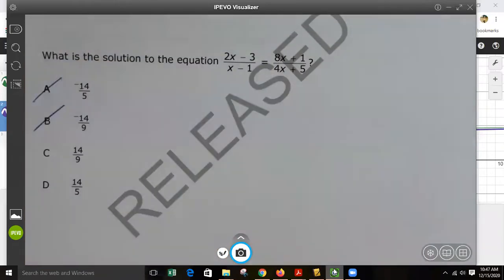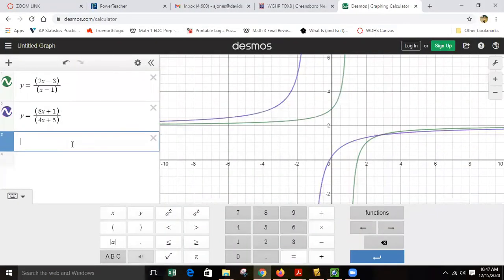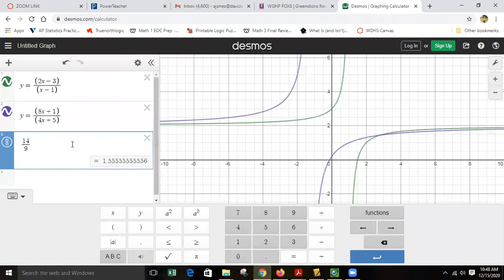So I can go ahead and mark these out. And then I can look, or I can put it in here, 14/9 gives me 1.5, so it's not that one. So let's try 14/5, which gives me that 2.8. So my answer would be D.